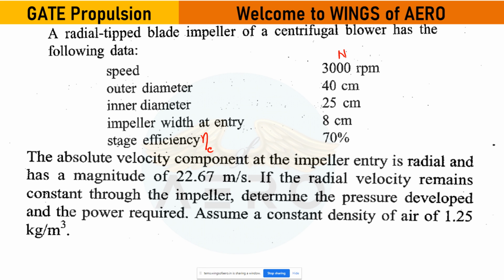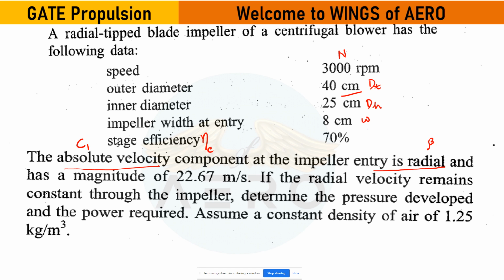n is given, then outer diameter is given, that is tip, inner is hub, width is given, efficiency is given. Now the absolute velocity component at entry, that is C1, is radial. Now what does that mean? Beta 1 is 90.